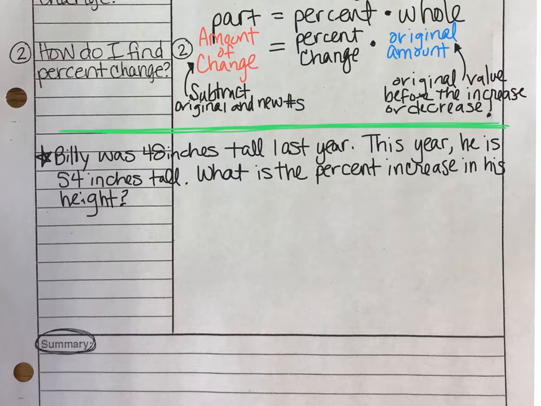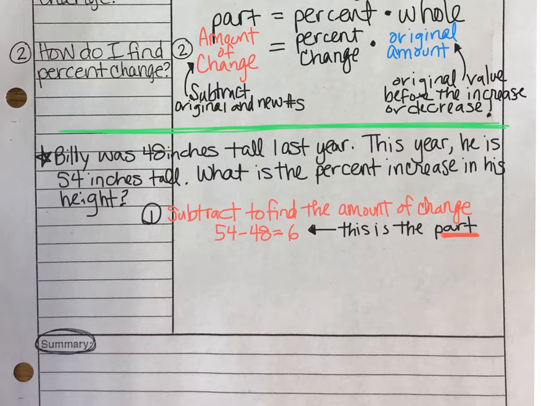Take a look at this problem. Billy was 48 inches tall last year. This year, he is 54 inches tall. What is the percent increase in his height? Go ahead and pause the video while you copy that problem.